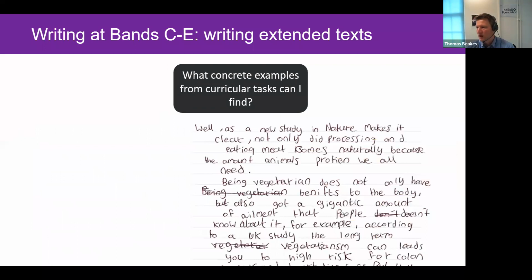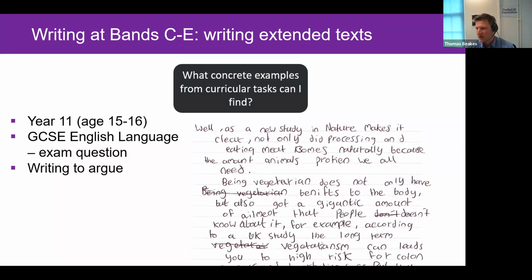So I'm going to show you an example that I've found to illustrate writing extended text. This was a year 11 student, and I think this was a GCSE English language exam question. This comes from one of our UK courses. This is why it's a GCSE. And they were writing to argue, they were presenting an argument about the benefits and the disadvantages of being vegetarian. The text I've put there is just an extract. It was actually a much longer text, but obviously I can't fit that all on the screen.